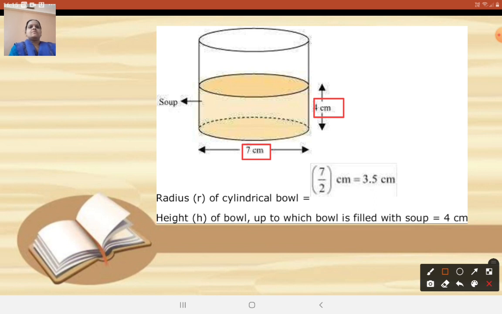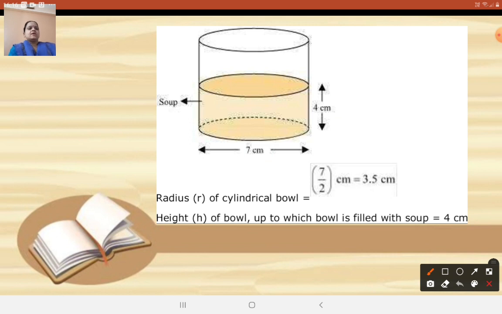But how many patients are there? There are 250 patients. So find the volume of soup for one cylindrical bowl, that quantity of soup, and then multiply by 250 so that you can find how much quantity of soup will be required for these 250 patients. Okay, so let us start with the solution now.